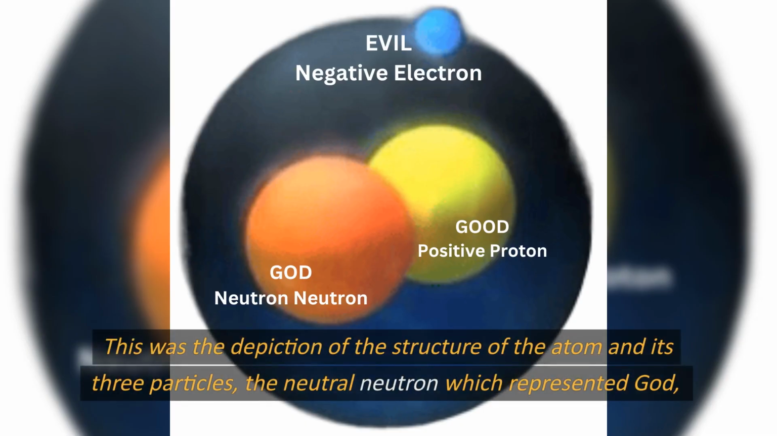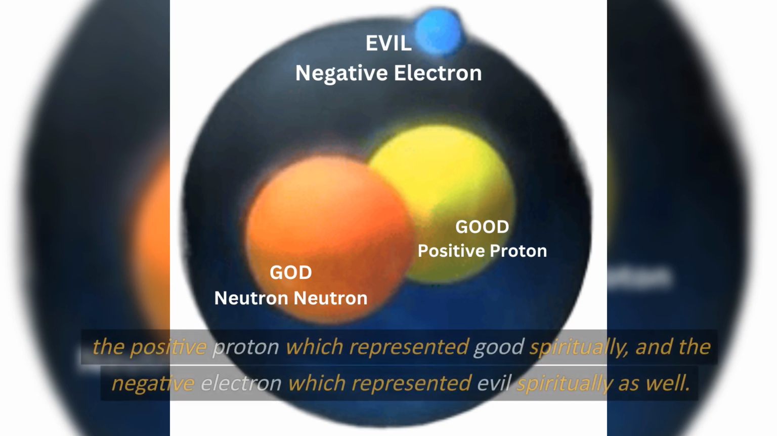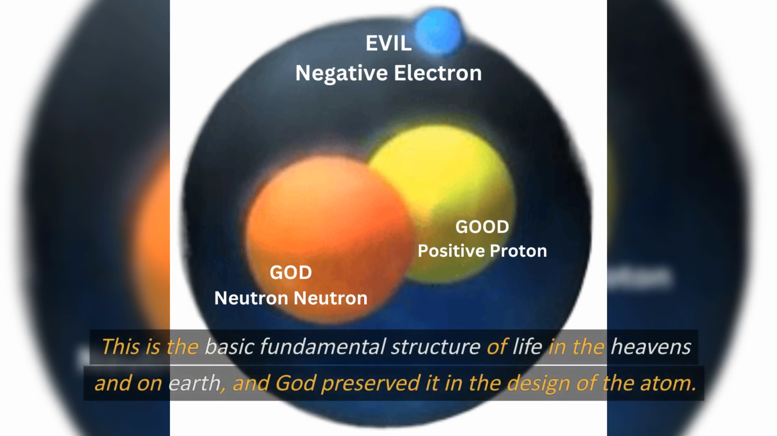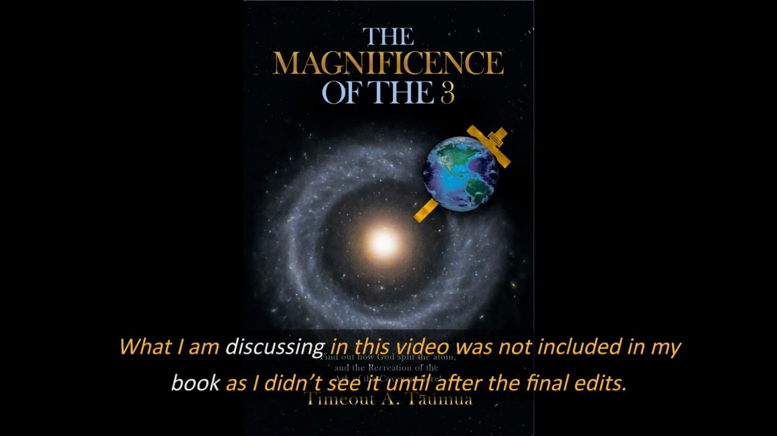This was the depiction of the structure of the atom and its three particles: the neutral neutron, which represented God, the positive proton, which represented good spiritually, and the negative electron, which represented evil spiritually as well. This is the basic fundamental structure of life in the heavens and on earth, and God preserved it in the design of the atom. What I am discussing in this video was not included in my book, as I didn't see it until after the final edits.